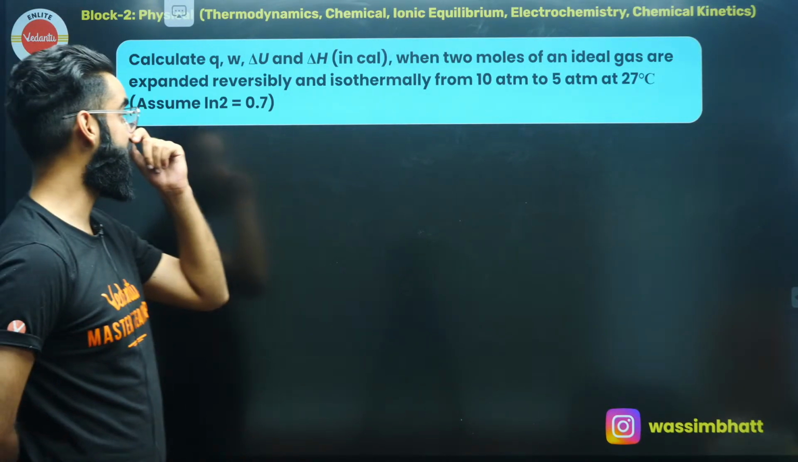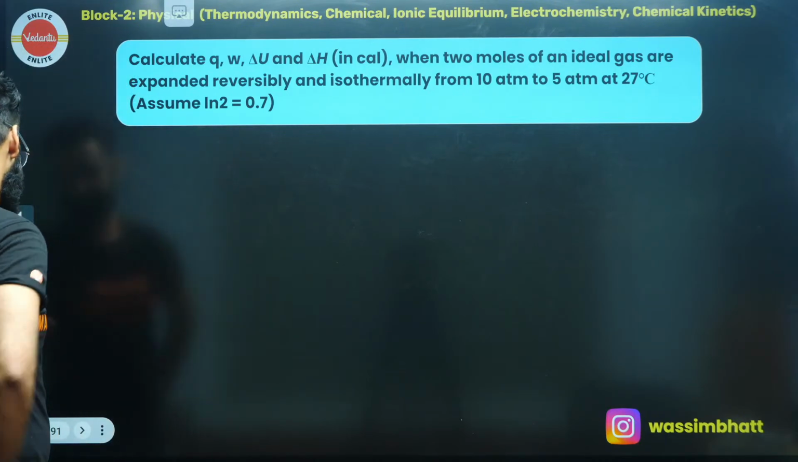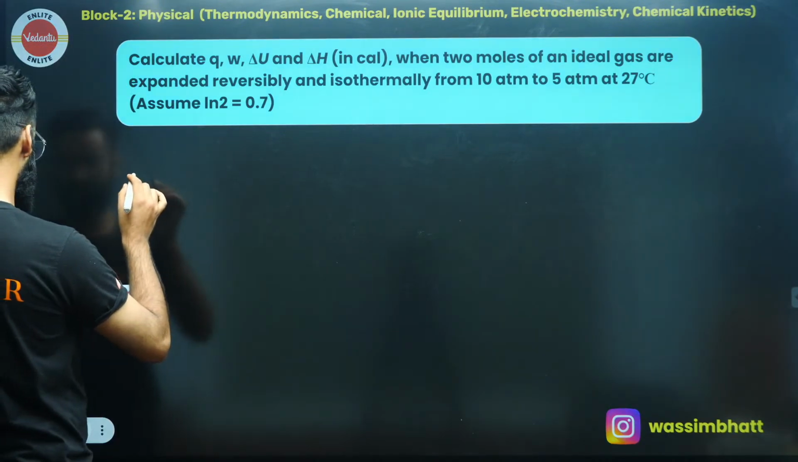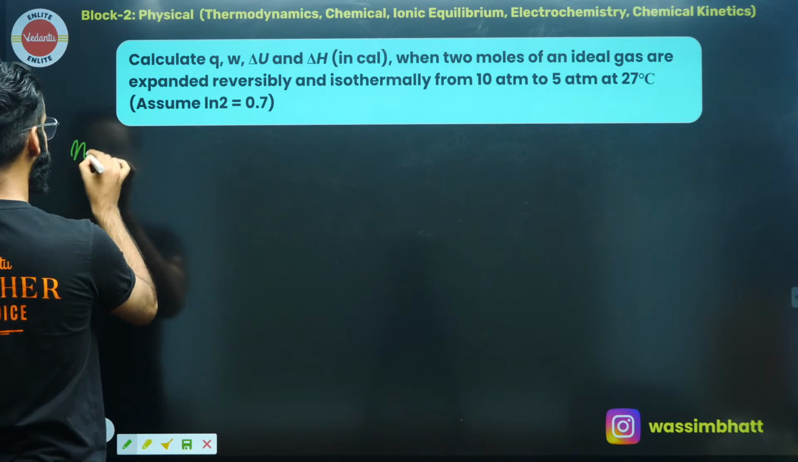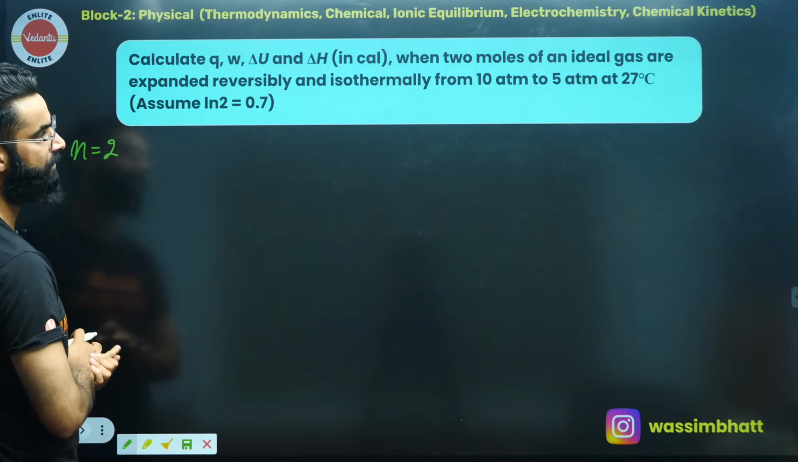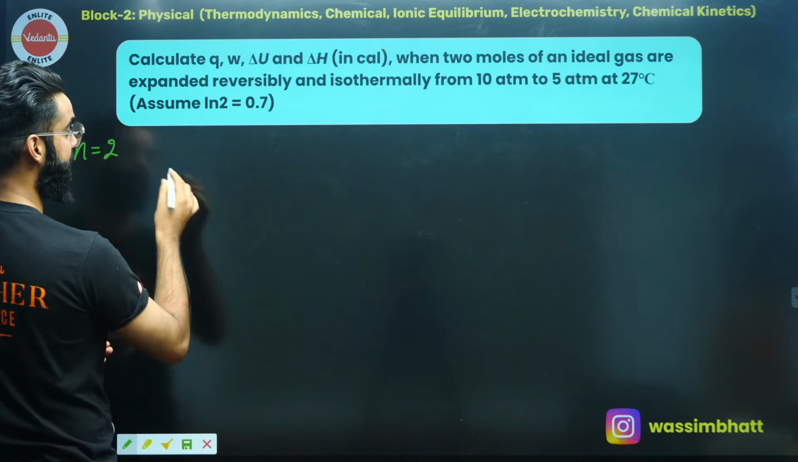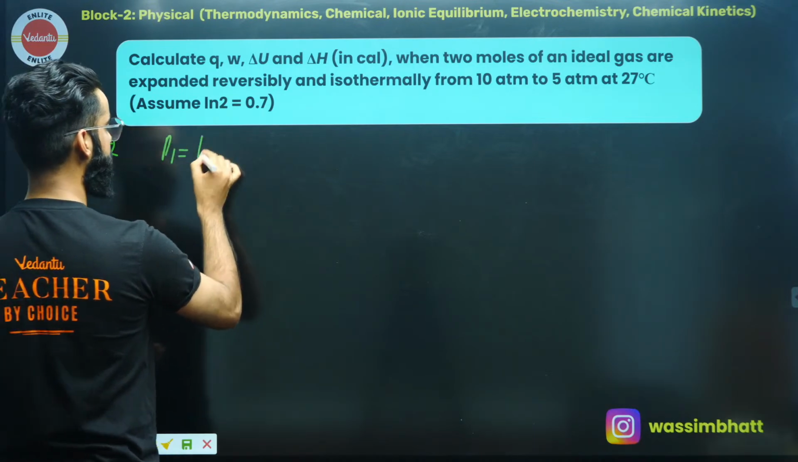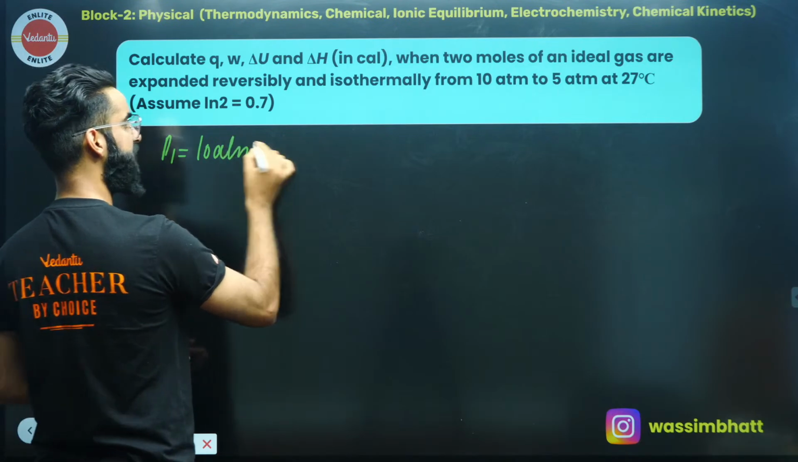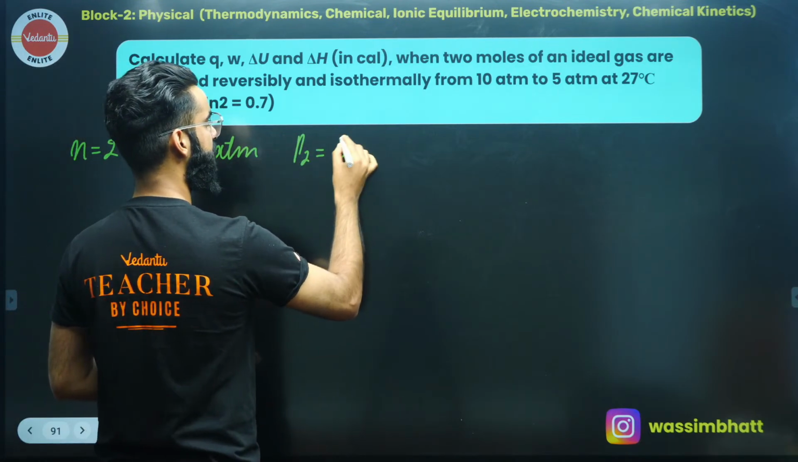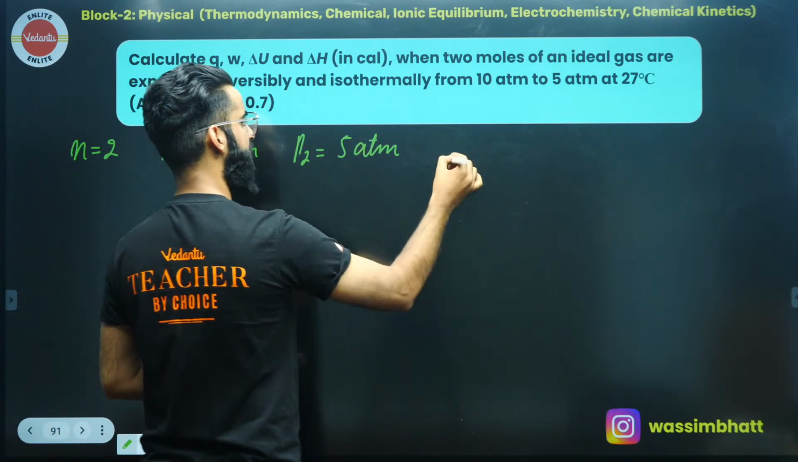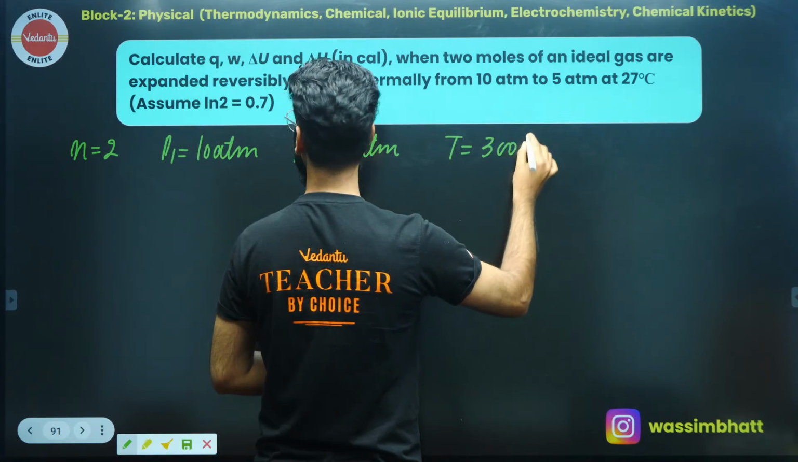Calculate Q, W, delta U and delta H when 2 moles of an ideal gas. Have a look. You're starting with 2 moles of ideal gas, right? So n value is 2. 2 moles of ideal gas expanded reversibly and isothermally from initial pressure of 10 atm. So initial pressure of the gas is 10 atm, final pressure of the gas is 5 atm, and temperature of the gas is kept as 27 degrees centigrade, that means 300 Kelvin, right?